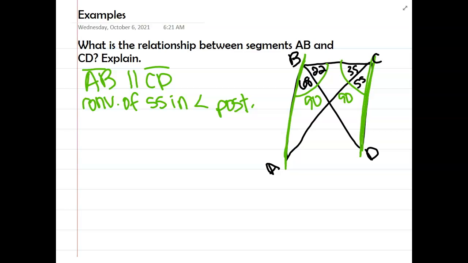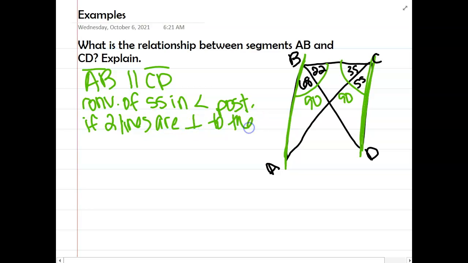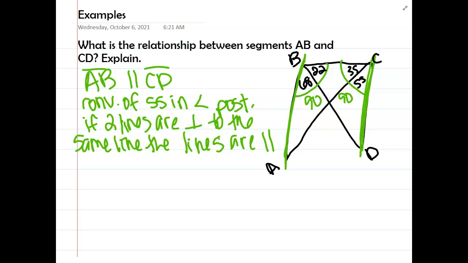And Theorem 3.9 says if two lines are perpendicular to the same line, the lines are parallel. Either one would work. You could definitely use either one of those. Okay, questions on number 1?